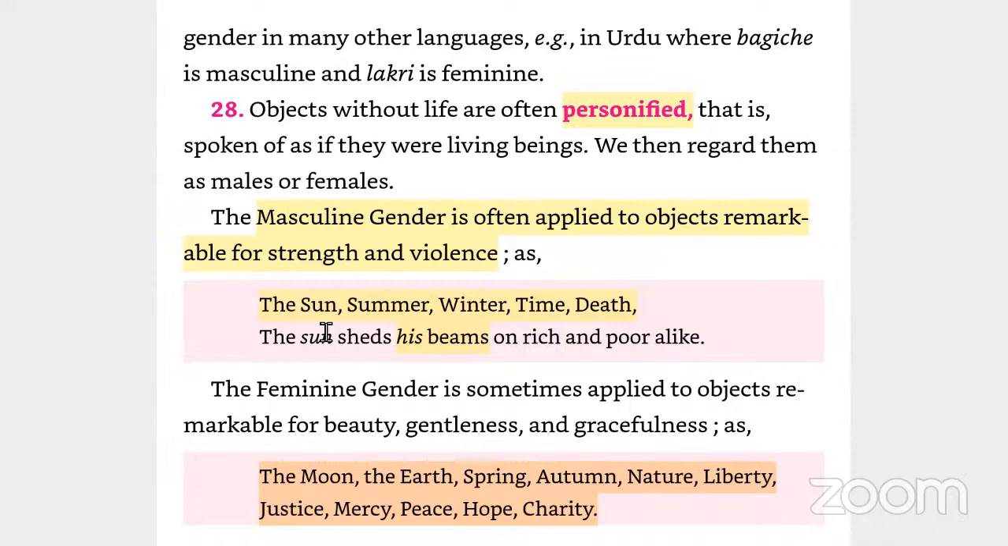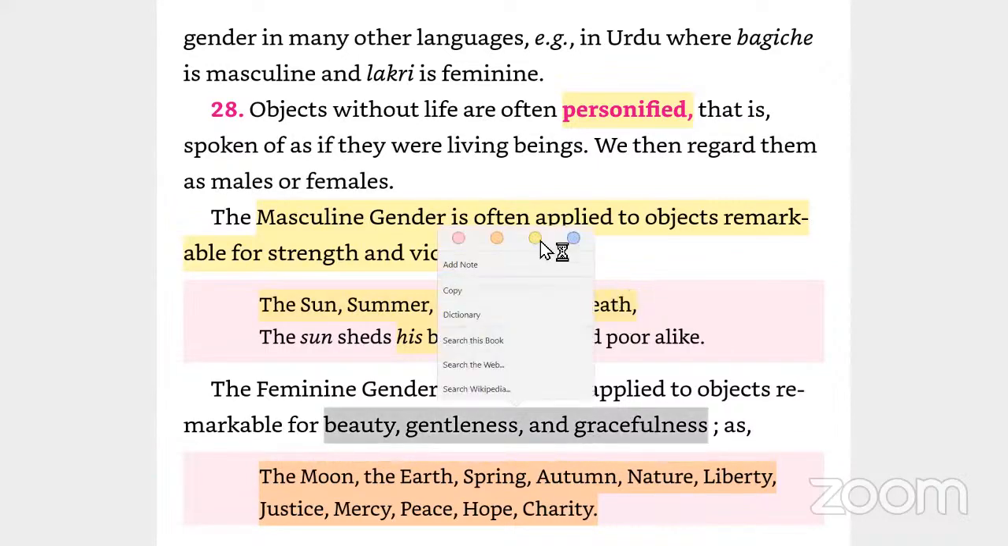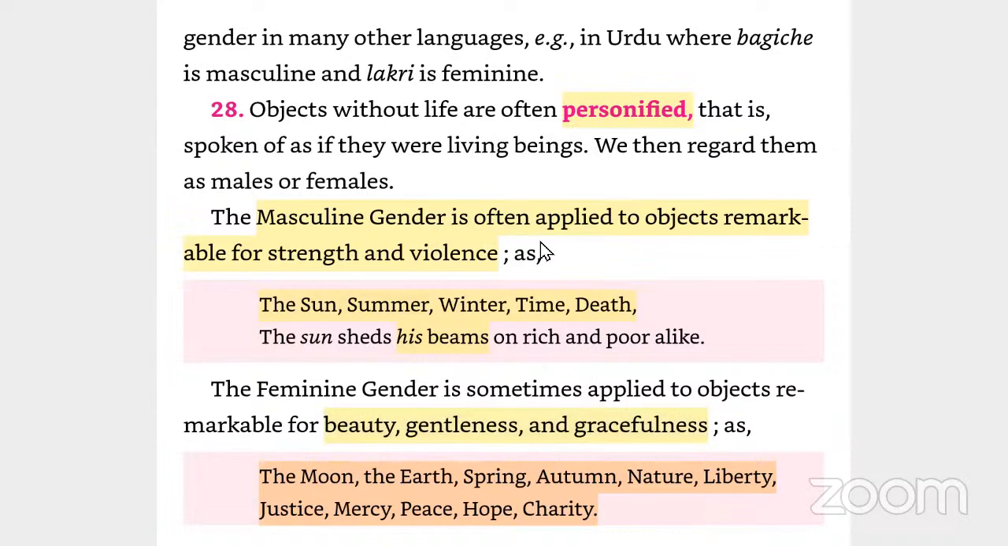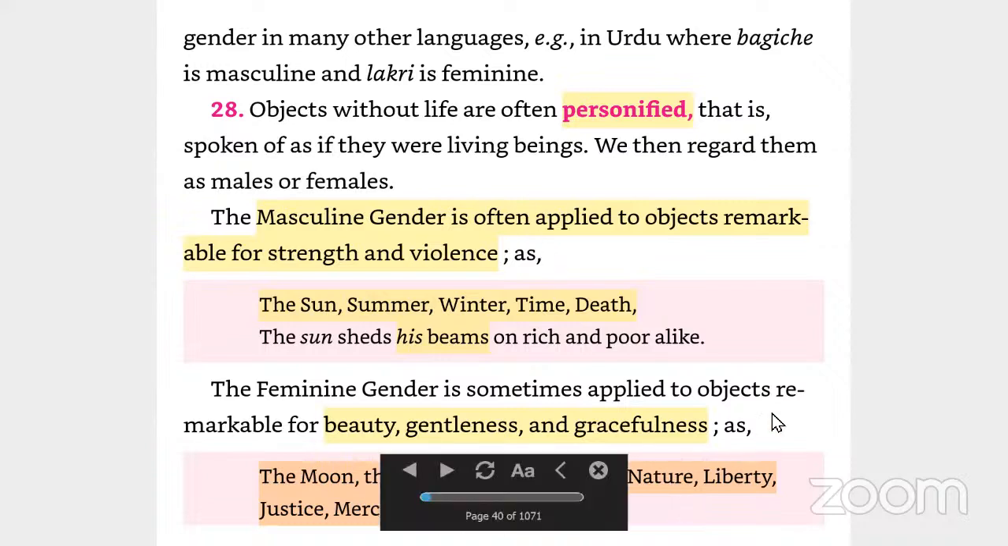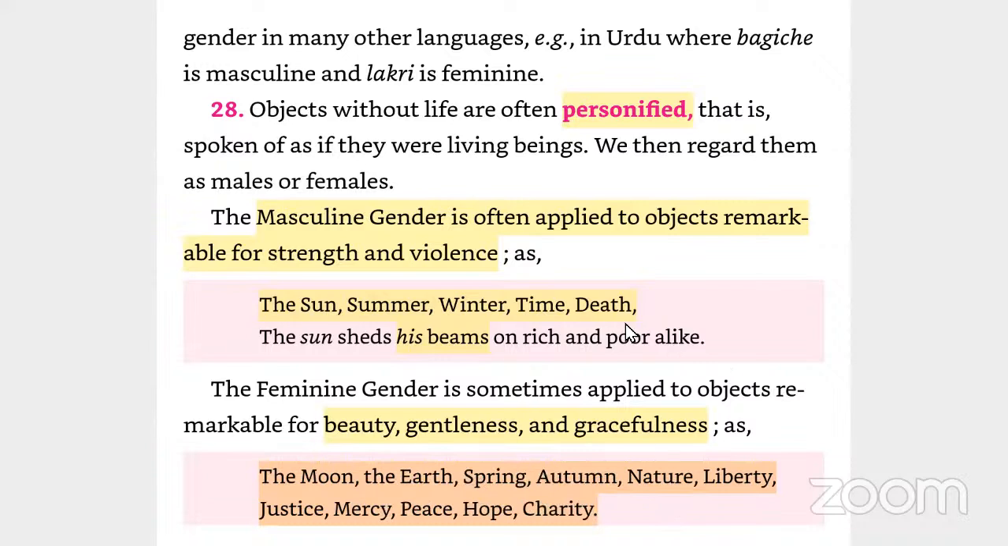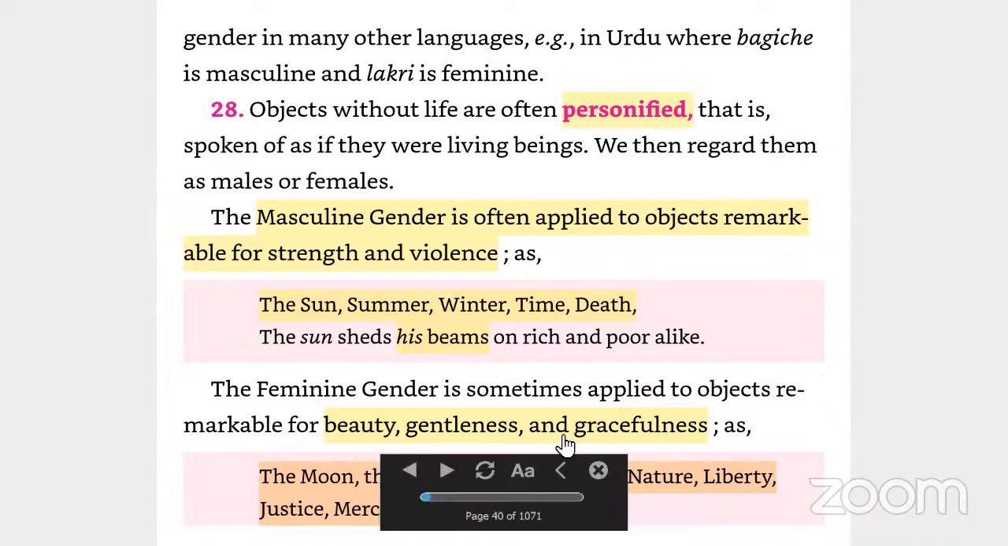So feminine gender is used when we apply it to objects which have beauty, gentleness, gracefulness. Gracefulness means a kind of softness in the beauty. The moon, the earth, the spring, the autumn, the nature, liberty, justice, mercy, peace, hope. All these are charity. All these are beauty, gentleness, and gracefulness. So that is why they are feminine. They can be personified as feminine. Understood, everyone? Till now?